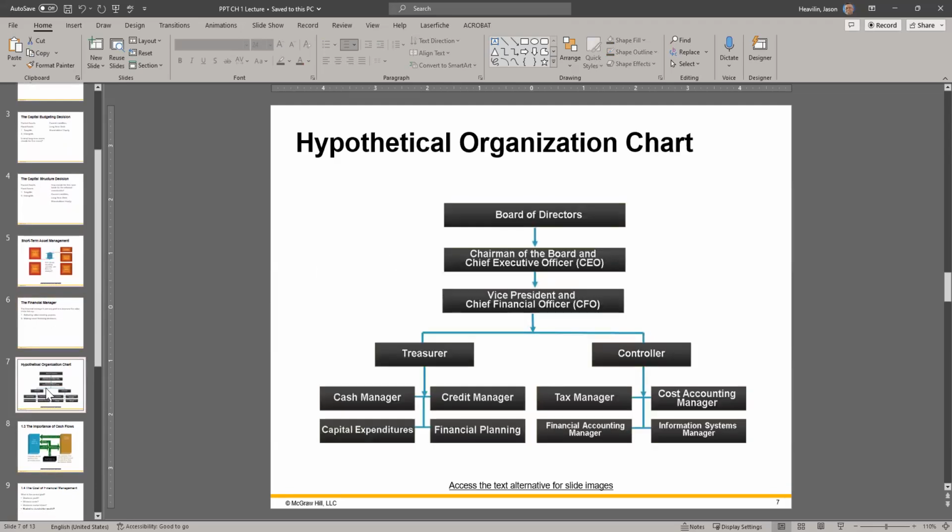Here's a hypothetical organizational chart. It's a very general, basic one. Each company is going to have their own way they organize their officers and board members and everything. But this will be your typical approach. You've got the board of directors. Under the board of directors, you've got the chairman of the board and chief executive officer. Now, they don't have to be the same person, these two positions, but it typically is. But it doesn't have to be. The chairman of the board and the CEO do not have to be the same person.